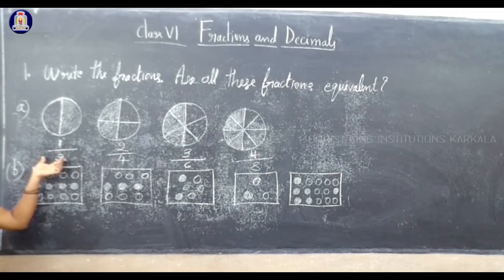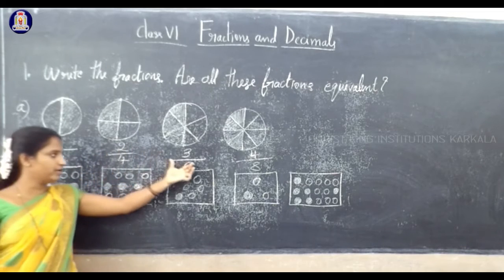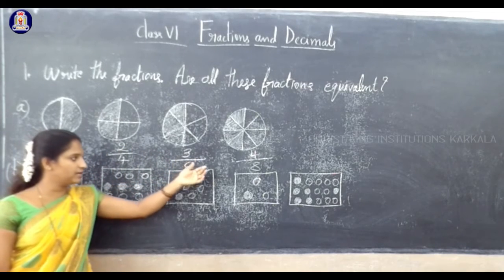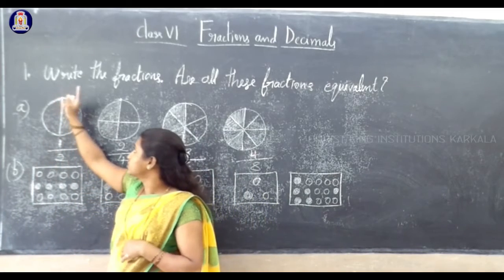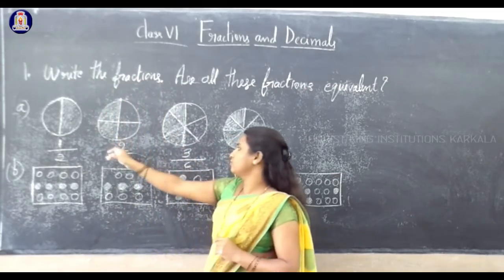First one is 1 by 2, and the second fraction is 2 by 4, and the third fraction is 3 by 6. Last one 4 by 8. So this is the answer to this question. Write the fractions. So we wrote them as fractions.